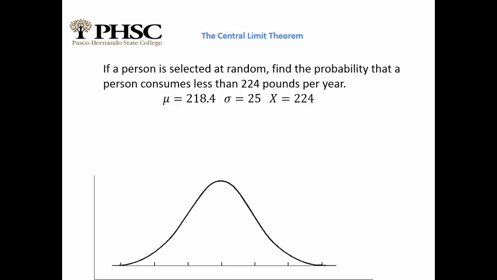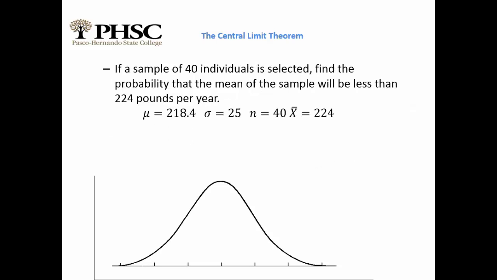So for the first one, we want the probability that someone consumes less than 224 pounds per year. We have mu, sigma, and x, so we're going to use z. We get 0.22, which is about 58.7%. So the probability that we randomly choose someone and they consume less than 224 pounds is 58.7%.